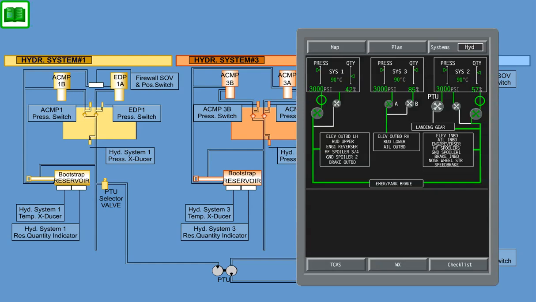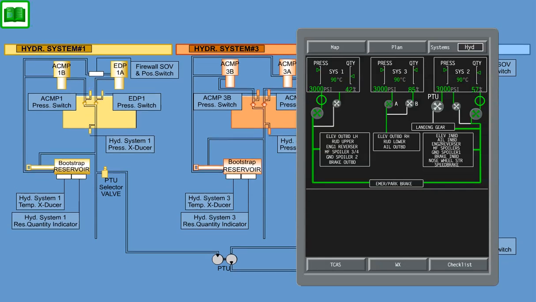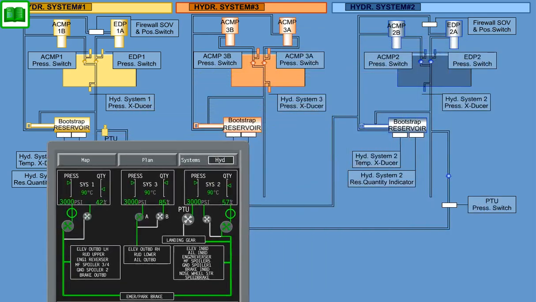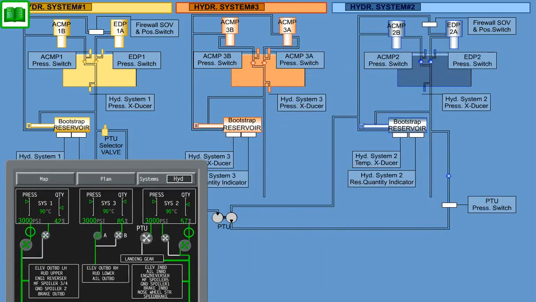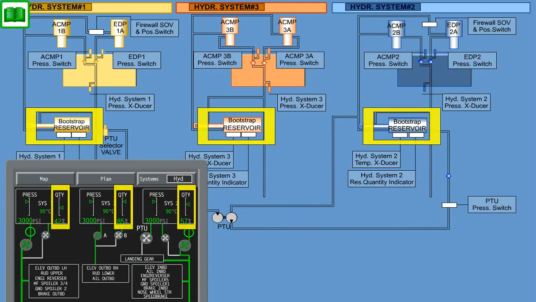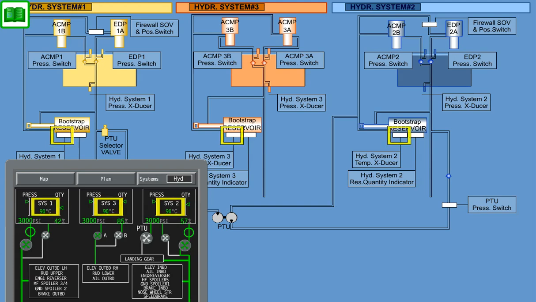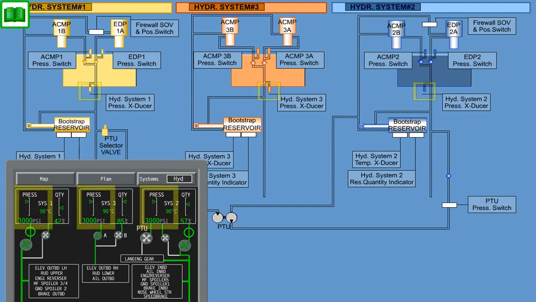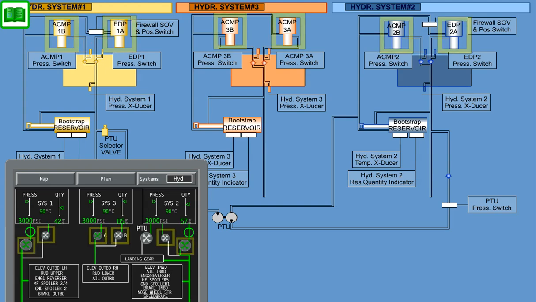The hydraulic synoptic page presents the following information to the cockpit crew on a display page dedicated to the hydraulic system. Reservoir quantity for all three systems. Fluid temperature for all three systems. System pressure for all three systems. Firewall shutoff valve, FWSOV, position. Hydraulic pump status for both EDPs and ACMPs. PTU status.